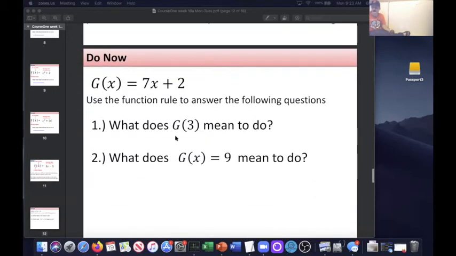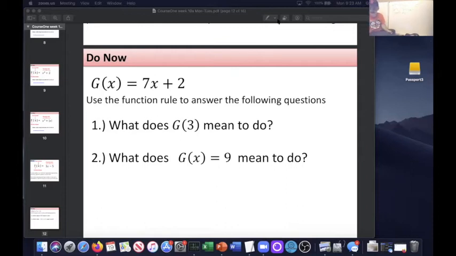Okay, so now when they give you number 1, what they're telling you is to use the rule when x is 3. That's what this little g parentheses 3 means. That means use the rule when x is 3. So that means we're going to do 7 times 3 plus 2, which is 23.